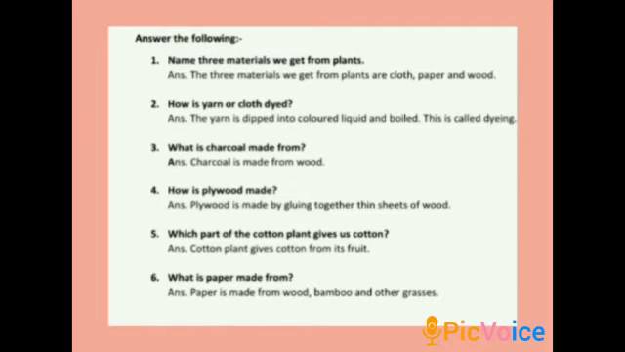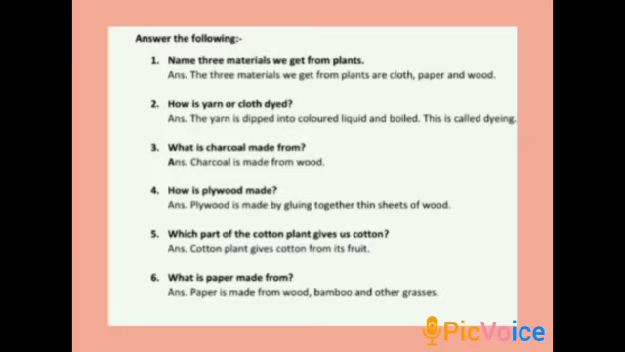And third one, what is charcoal made from? Charcoal is made from wood. What is charcoal made from, children? Charcoal is made from wood. Fourth one, how is plywood made? Plywood is made by gluing together thin sheets of wood. How is plywood made, children? Plywood is made by gluing together thin sheets of wood.